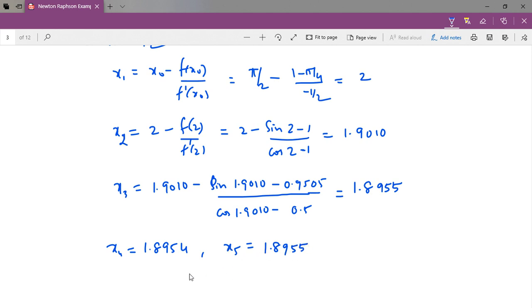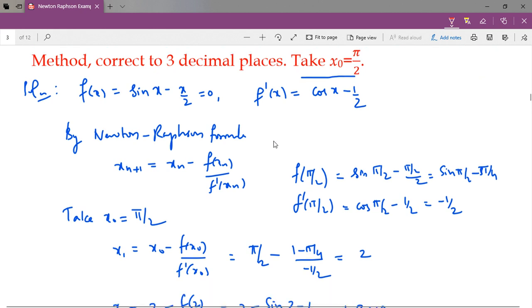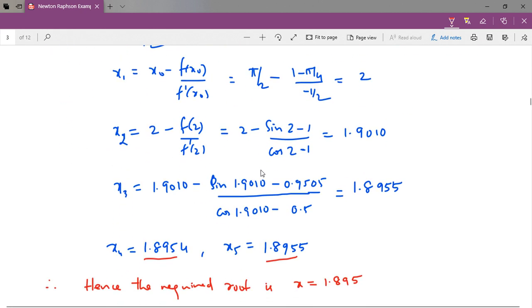Okay. So now we can see that this is 1.895, and this is also 1.895. So therefore we can conclude that hence the required root is x is equal to 1.895, corrected to 3 decimal places. 3 decimal places they have given, so corrected to 3 decimal places.